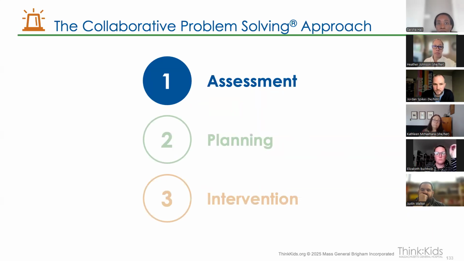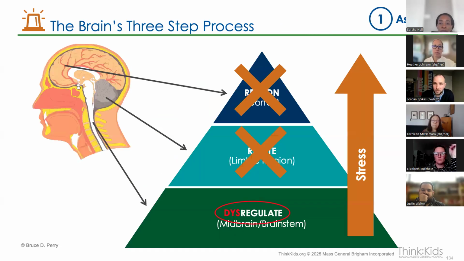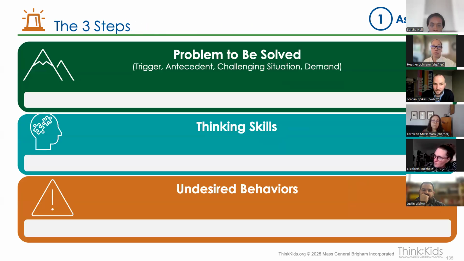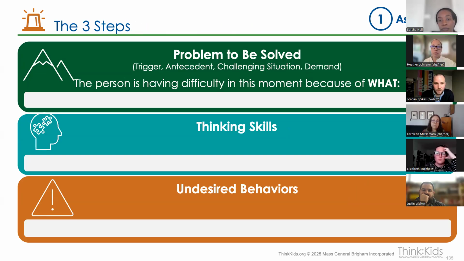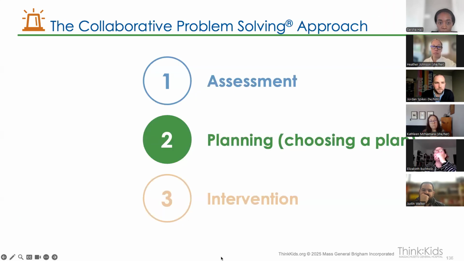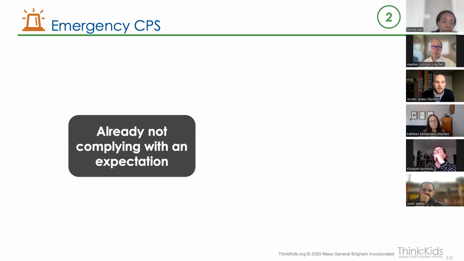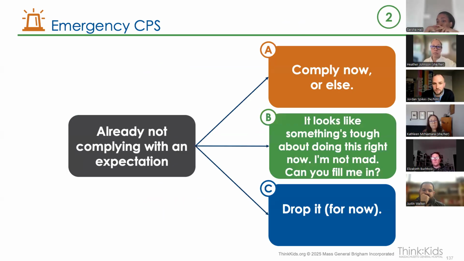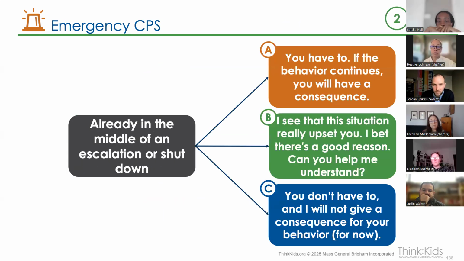We start with assessment. We remind people that usually at this point when we're talking about an emergency, part of their brain is shut down, right? They're dysregulated, they're upset. That's the context in which we're doing all of this. So we still do the 3 steps to try and identify what's going on, then we say, this person is having difficulty in this moment because of, oops, double click, sorry. So then, same thing as Heather said earlier, we're now choosing a plan, right? We're not necessarily doing all this ahead of time, just in that moment. So if they're already not complying with an expectation, or already in the middle of an escalation.